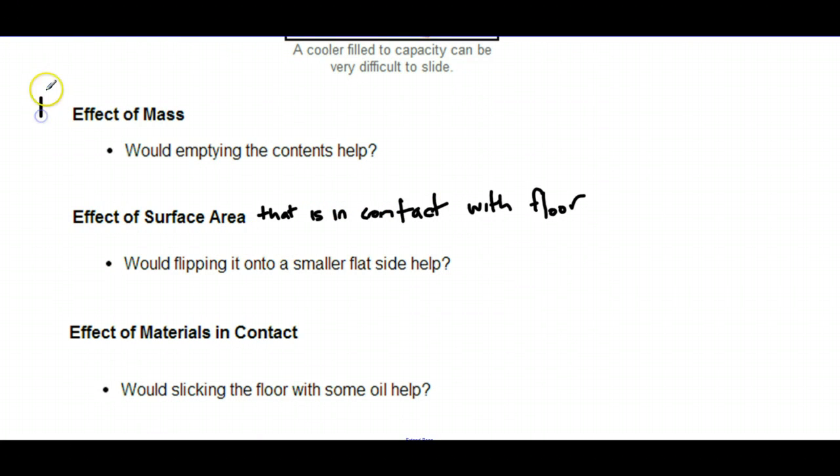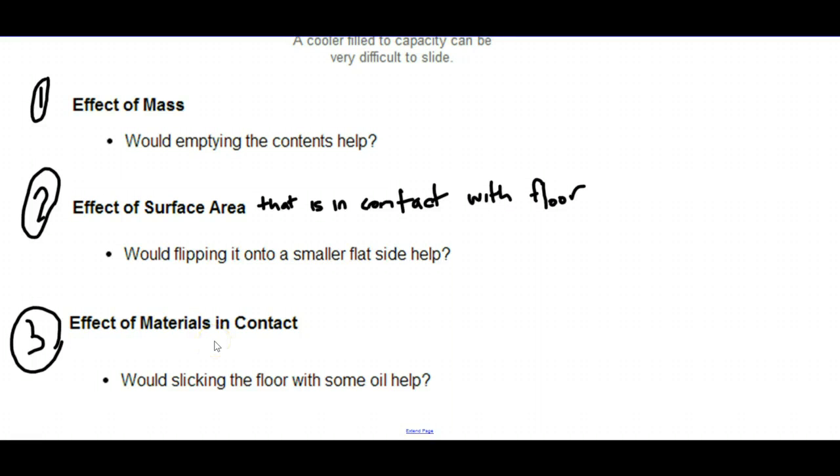So we're testing 1, the effective mass. Does changing the mass make it easier? 2, does changing the amount of surface area that it's in contact with make a difference? And 3, I just already answered with the comparison between being on concrete or being on ice, the type of materials that are in contact with each other. Would throwing some oil down on your concrete floor make it easier to move this cooler across?